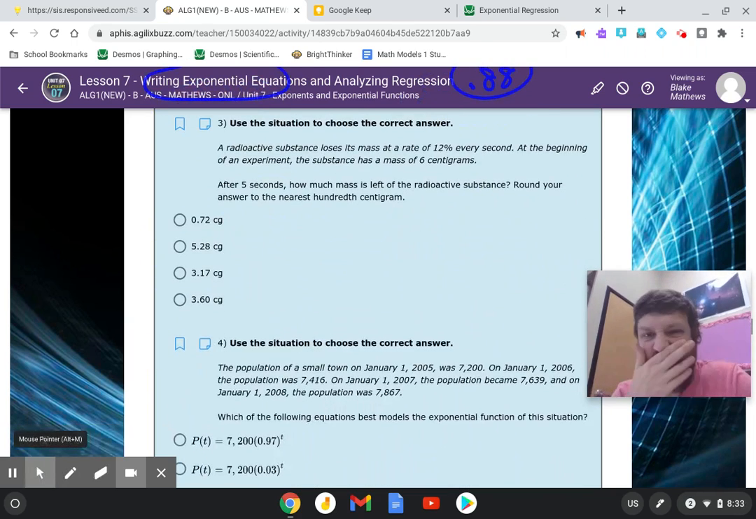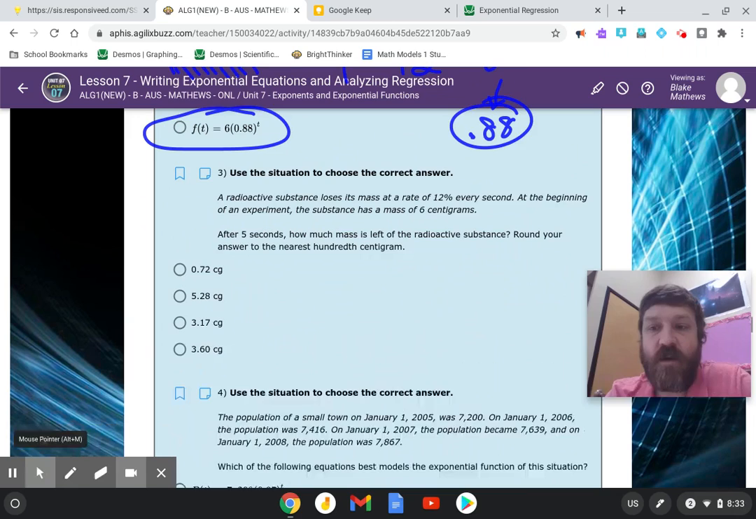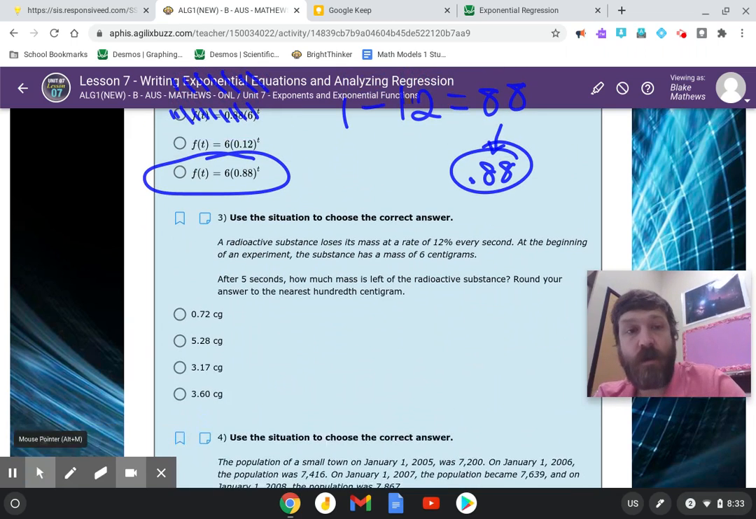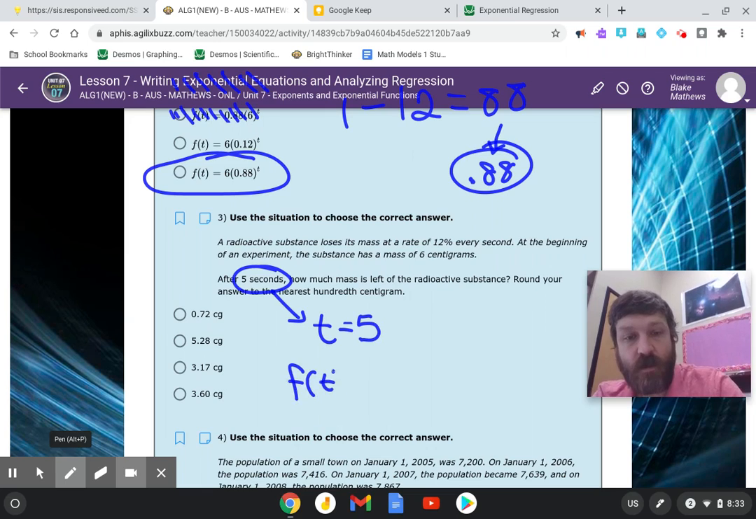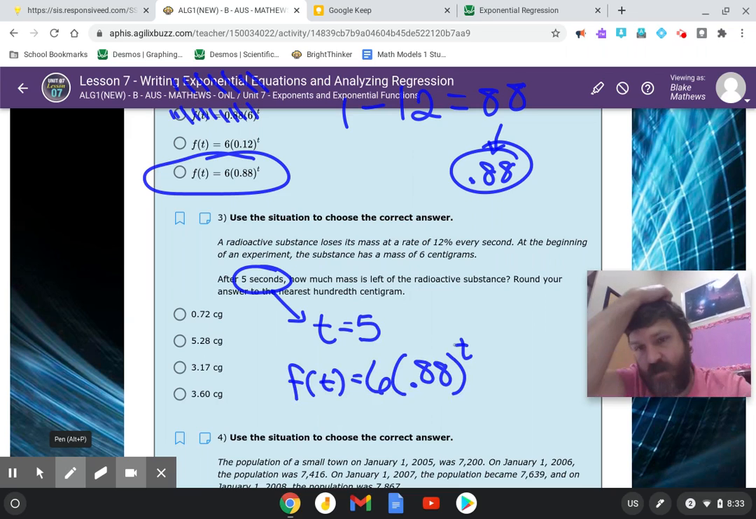Number 3, same question. After 5 seconds, how much mass is left? So I'm not going to do everything for you here, but you're going to take 5 seconds and you're going to make that equal T equals 5. And then you're going to take the equation from the previous problem, which was F of t equals 6 times 0.88 raised to the T, and you're going to put 5 in for T.